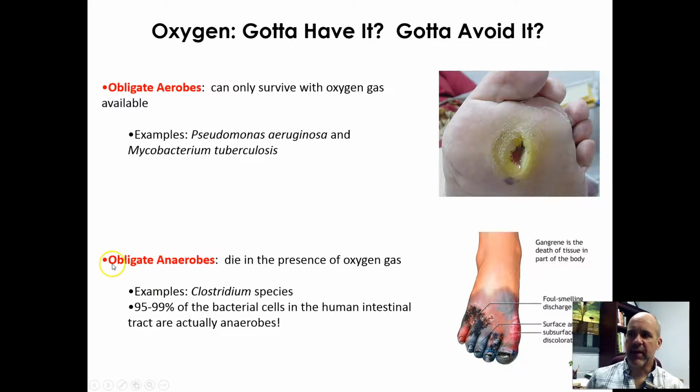All right, over on the flip side, we have obligate anaerobes. An aerobe uses oxygen gas, an anaerobe does not. An obligate anaerobe dies in the presence of oxygen gas. Some good examples are the Clostridium species. If you remember, we talked about the Clostridium genus as being a genus of bacteria that produces endospores. Remember C. diff, Clostridium difficile, as an example. Those organisms are also obligate anaerobes. That means they're not going to be able to survive in the presence of oxygen gas. That's going to severely limit where they can grow in the human body.